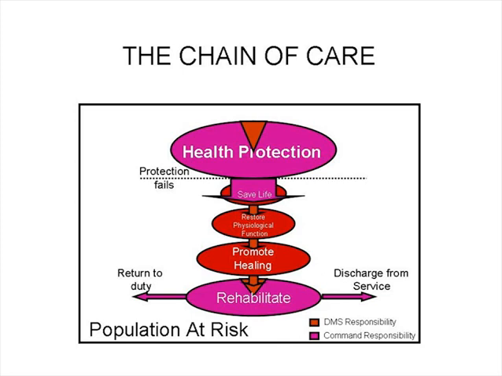The chain of command and the Defence Medical Services collectively contribute to the application of health protection measures to the defence population at risk as described in the Defence Health Strategy. If health protection fails, operational patients become sick or injured. First aid measures are essential to save life, limb and eyesight.